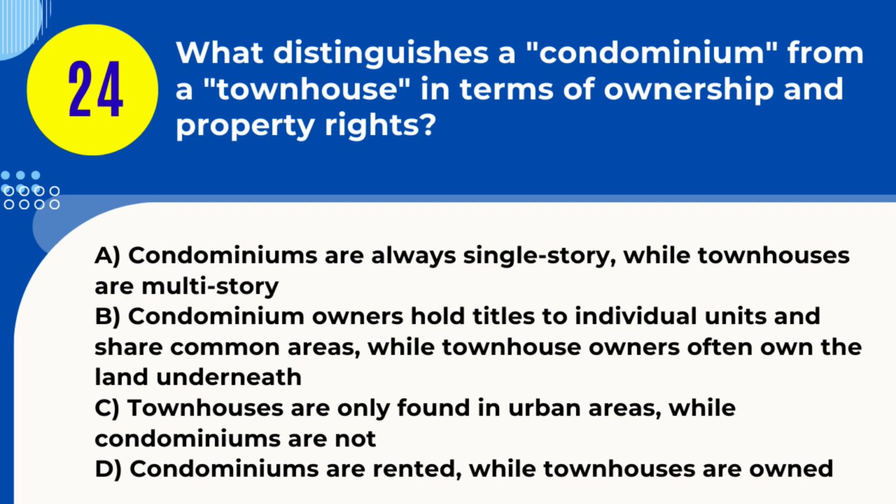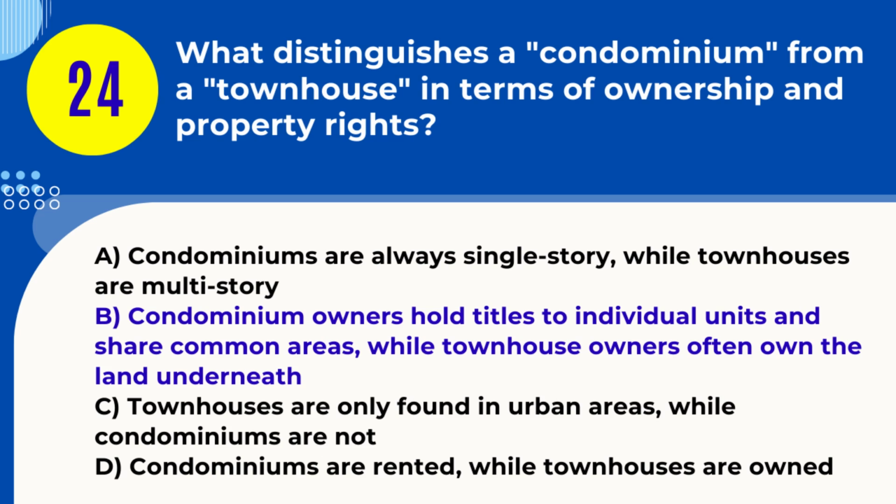Question 24. What distinguishes a condominium from a townhouse in terms of ownership and property rights? A. Condominiums are always single-story, while townhouses are multi-story. B. Condominium owners hold titles to individual units and share common areas, while townhouse owners often own the land underneath. C. Townhouses are only found in urban areas, while condominiums are not. D. Condominiums are rented, while townhouses are owned.